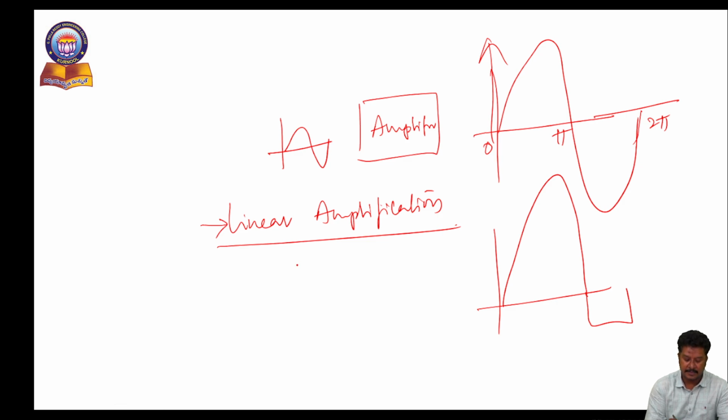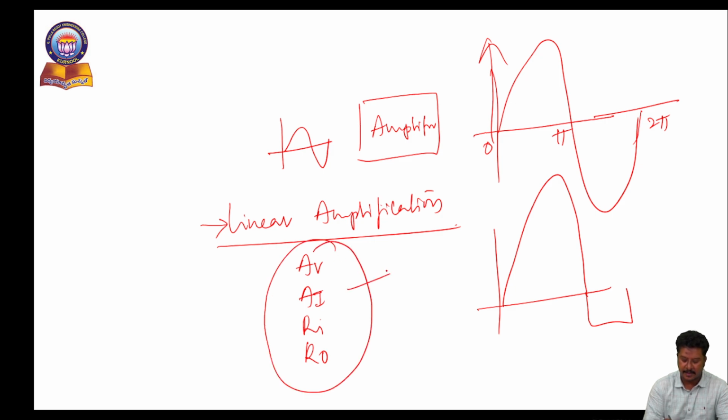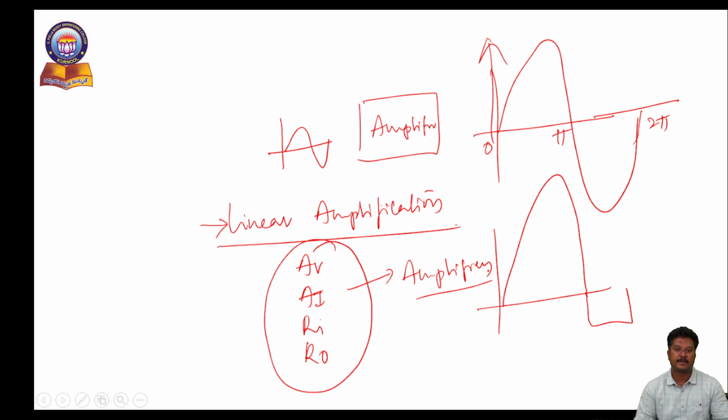Those parameters are known as voltage gain, current gain, input resistance, and output resistance. These are the four major parameters of the amplifier. Without knowledge of these four parameters, it's very difficult for us to design the amplifiers and to know on what parameters the amplifier is dependent. Even if you want to adjust the internal parameters of the amplifier, we require knowledge of voltage gain, current gain, input resistance, and output resistance. But it is not that easy.